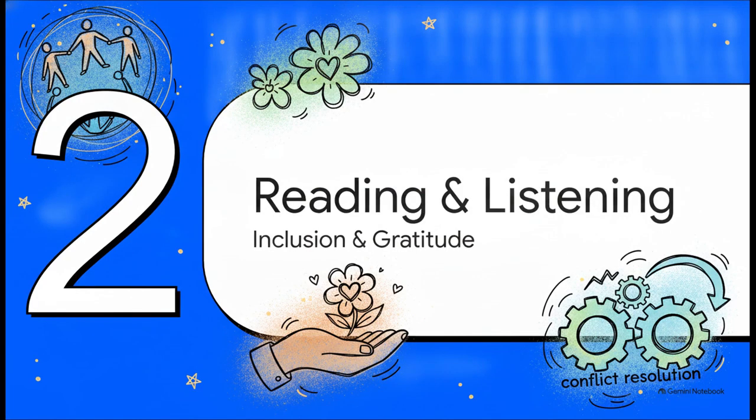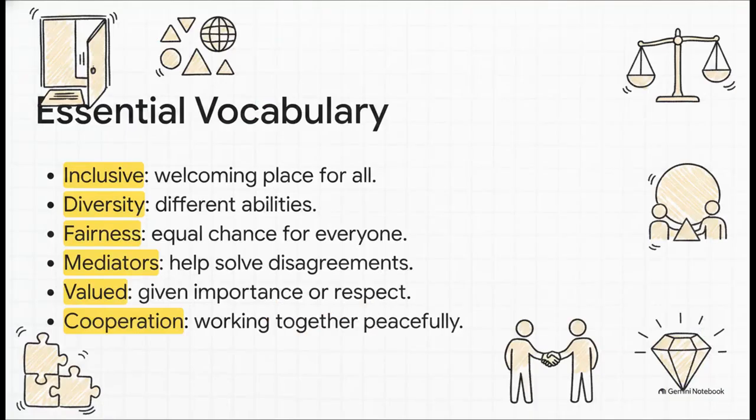Moving right along to Section 2. Reading and listening themes, inclusion, gratitude, and conflict resolution. Let's pull out the absolute must-know details and vocabulary from your texts so you don't have to memorize pages and pages of notes. The vocabulary in this unit is highly interconnected, so let's connect the dots. First up, inclusive. This means creating a friendly, welcoming environment where literally all people are included, no matter what.